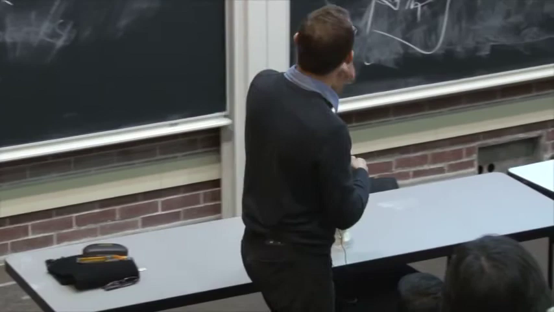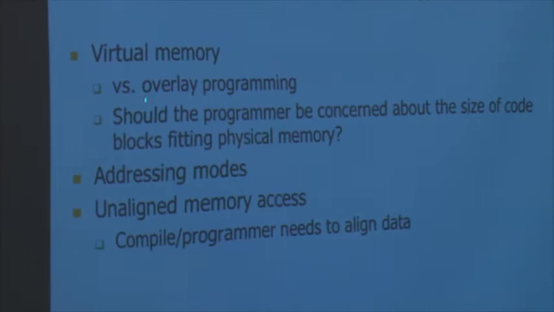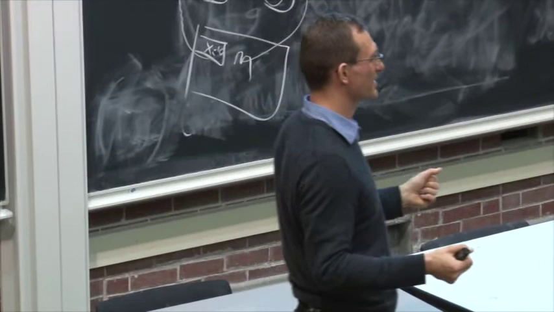So virtual memory is another example, actually. This is perhaps one of the most fundamental examples. Is it the programmer's job to be concerned about the size of the code blocks fitting your physical memory? Meaning, should the programmer worry about, did the code I write fit physical memory? Or is it the hardware's job to provide the illusion that you have infinite memory? Well, if the programmer has the illusion that you have infinite memory, it's a lot nicer for the programmer, right?